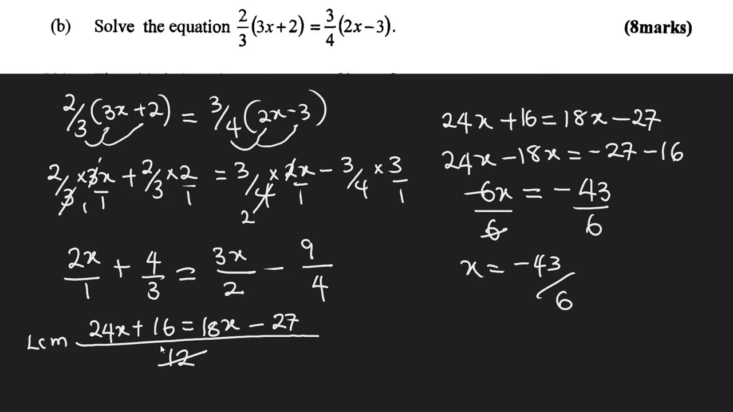Remember, this is an improper fraction. So we say 43 divided by 6. It will go 7 times. So x is equal to minus, it will go 7 times, remainder 1, right? 7 times remainder 1 over 6. So this is the answer, right? Minus 7 whole number 1 over 6. Remember that whenever your answer is an improper fraction, do well by converting it to a mixed fraction. Let's move to the next question.